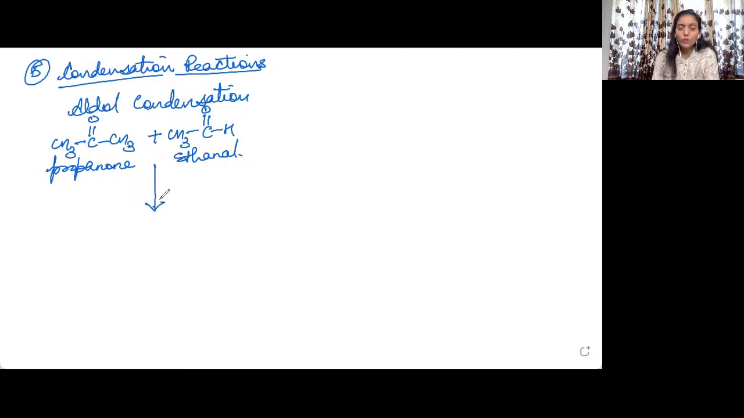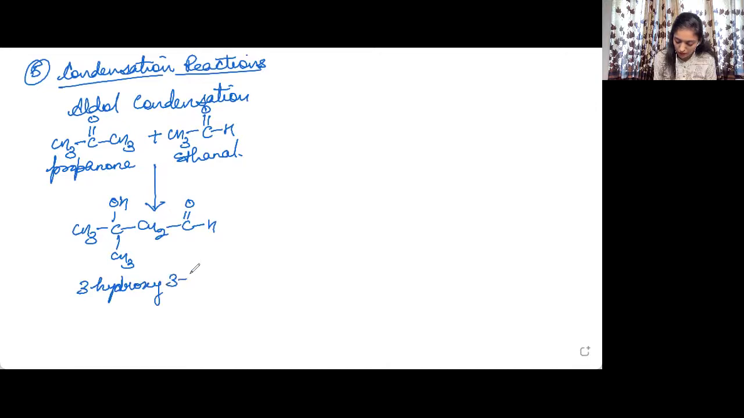Now, what will they do? They will undergo condensation. Now this is 3-hydroxy-3-methyl butanol. So 1, 2, 3, 4, 3-hydroxy-3-methyl butanol. Okay, now this is the product. Either this can be the final product.